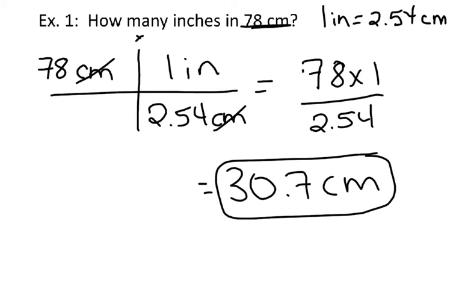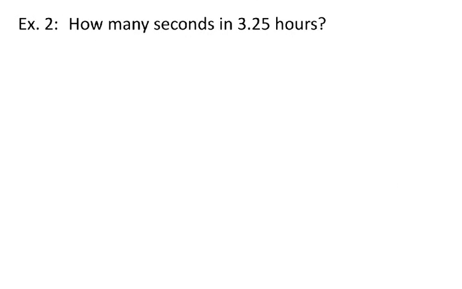Okay? Doesn't sound too hard, does it? Well, let's try another example. This example says how many seconds in 3.25 hours. We can do one of two things. We can try to calculate how many minutes are in an hour, and then seconds in a minute. But there is a conversion factor in those I gave you that goes from hours to seconds. And that is 1 hour equals 3,600 seconds. That's basically 60 times 60.